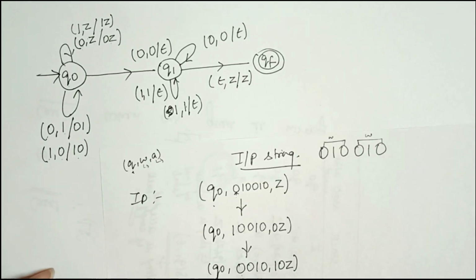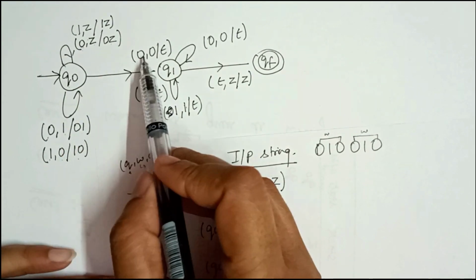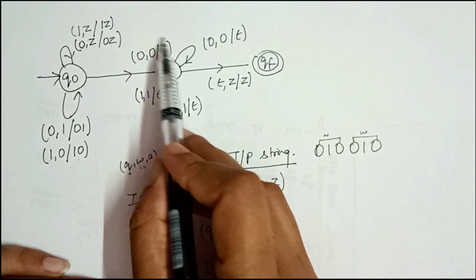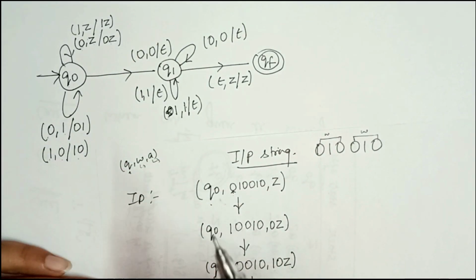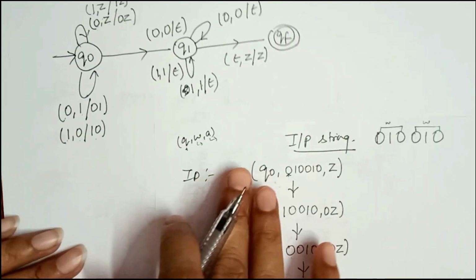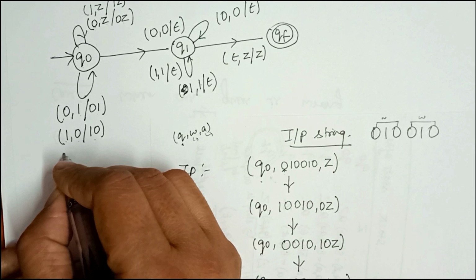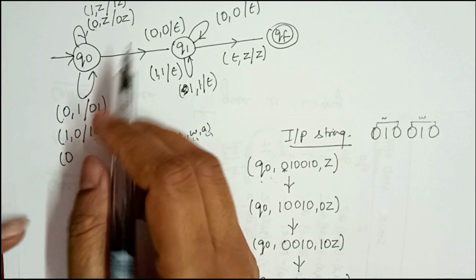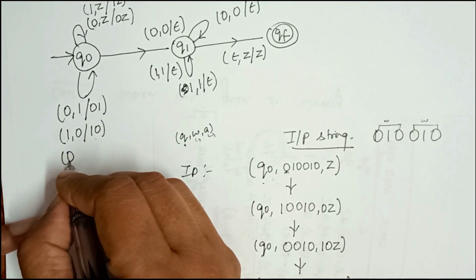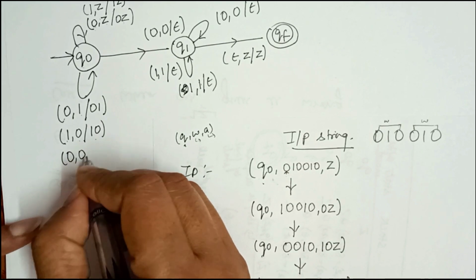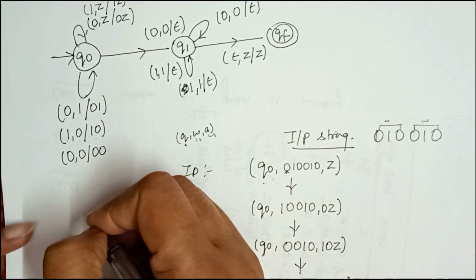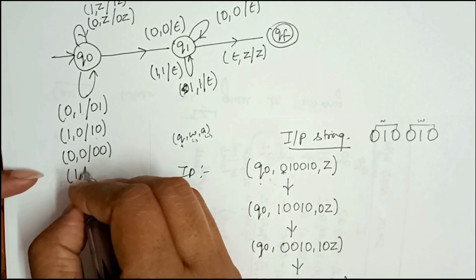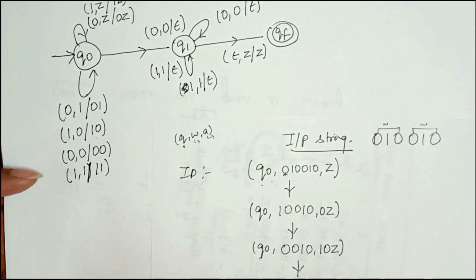So see here, there are two cases. On the Q0 state, if the input symbol is 0 and the top of the stack is 0, we pop it and move to the new state. That is one case. For the next case, if the input symbol is 0 and the top of the stack is 0, we push this 0 onto the stack and remain in the same state, Q0. And similarly for 1, we remain in the same state.